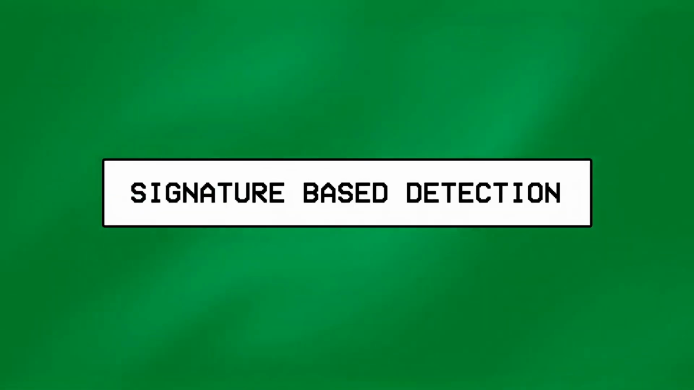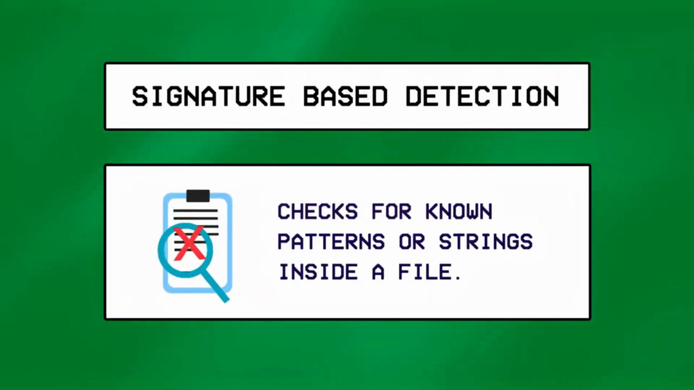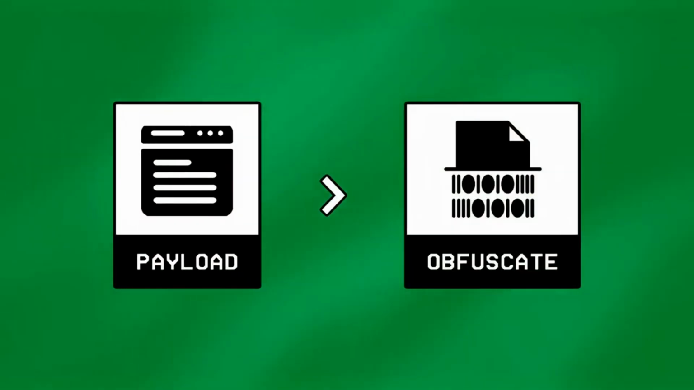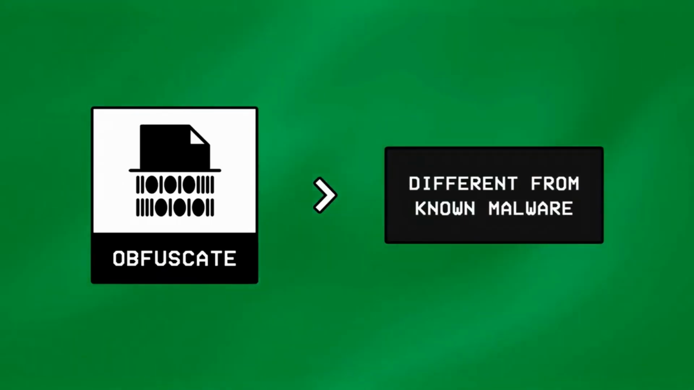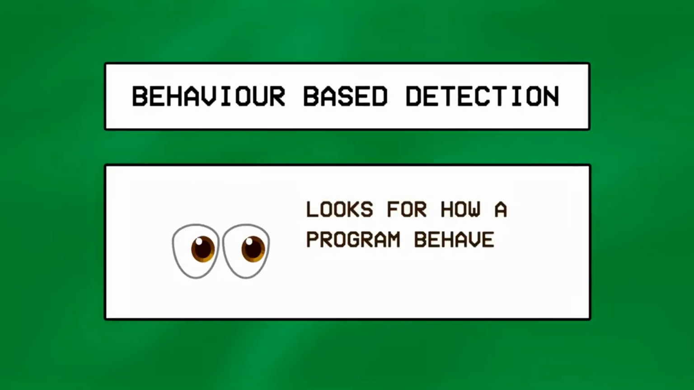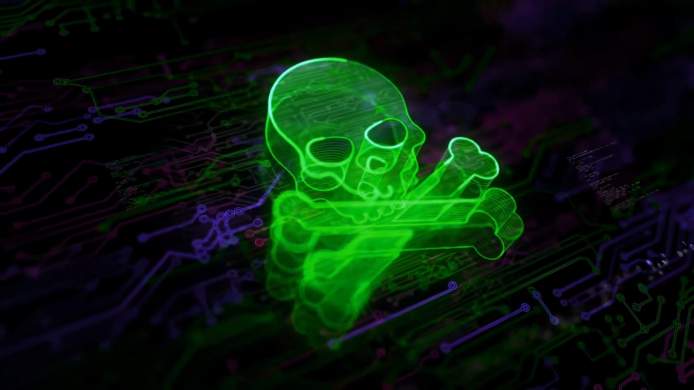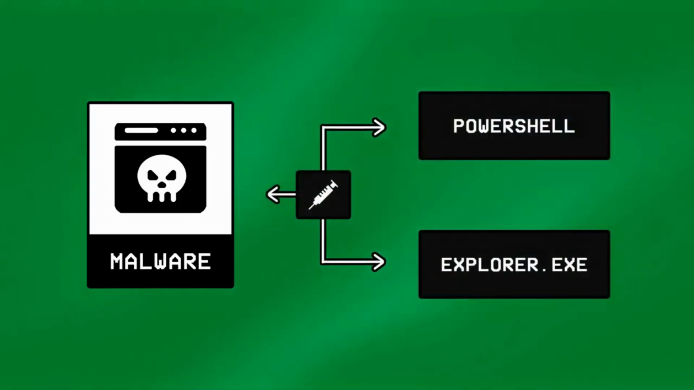on. The first layer of detection, called signature-based detection, checks for known patterns or strings inside a file, and this is bypassed by obfuscating or encrypting the code of a payload to make it look different from any previously known malware. While the second layer of detection, called behavior-based detection, looks for how a program behaves after it runs, and this is bypassed by making the malware run intelligently, or by injecting it into legit processes like Windows PowerShell or Explorer.exe.